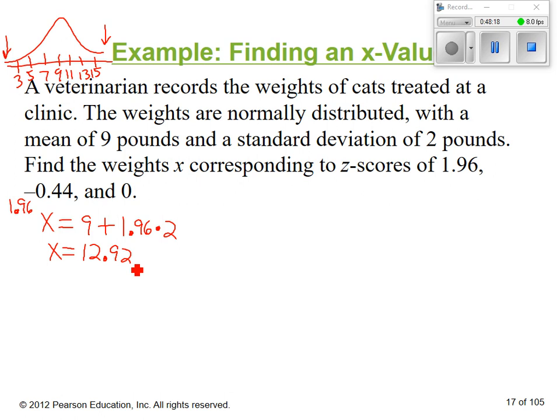What's probably true about that cat? They're a little more than average. He's up here almost to the 2. He's probably okay right now. If he gets any chubbier, probably not a good thing.